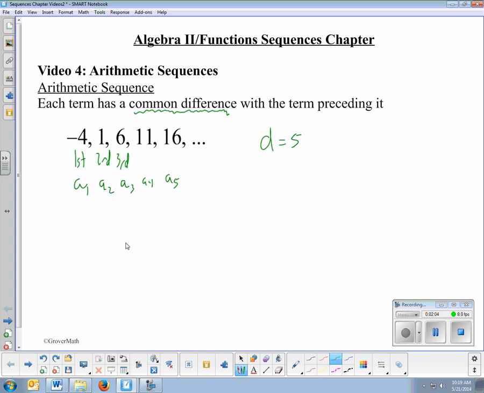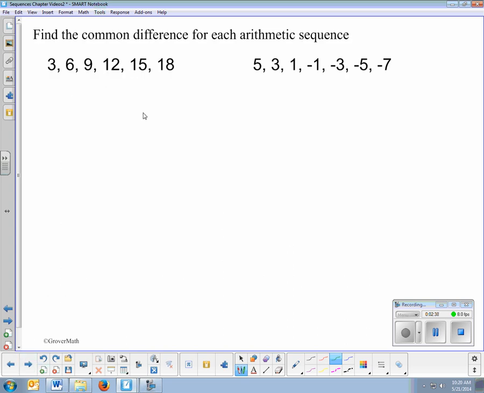Now, sometimes you can just look at a sequence and see it, but you could always subtract any two consecutive terms. Like if I were to do A3 minus A2, that means the third and the second term. So A3, our third term, 6, minus our second term, 1, equals 5. And that's the same thing if I were to do 16 minus 11 is 5, 11 minus 6 is 5, 6 minus 1, 1 minus -4 is also 5. So you take any two consecutive terms and subtract them, you'll find that common difference. So that's pretty easy.